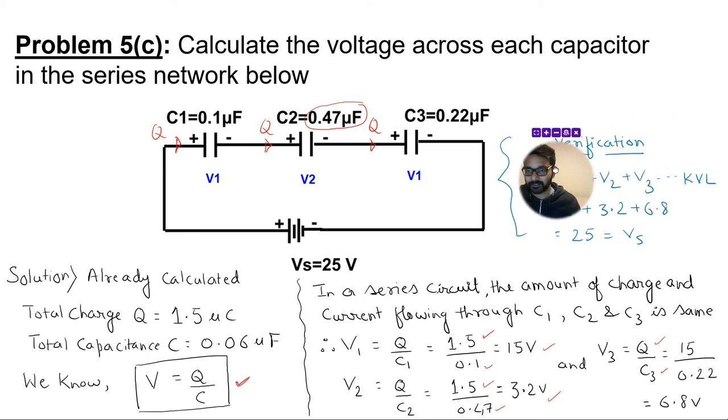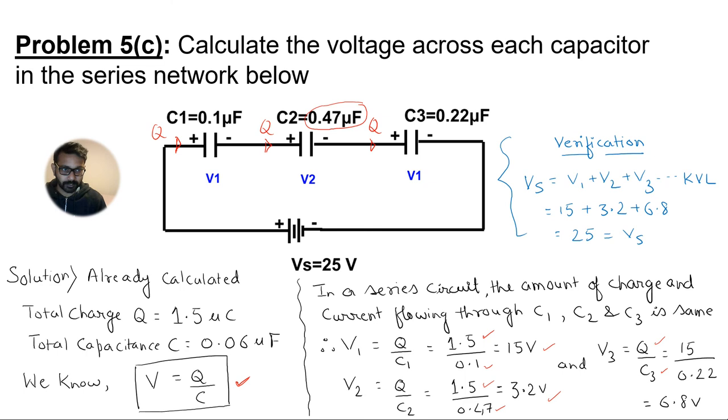Now there is a verification method we can use to verify our answers for this part. According to KVL, the supply voltage should be equal to the sum of the voltage drops across the components. So the sum of V1, V2 and V3 should be equal to the supply voltage, which is given as 25 volts. V1 comes out to be 15 volts, V2 is 3.2 and V3 is 6.8. If we add them together, we get 25, which is equal to the supply voltage. Therefore, the voltage drops we have just calculated are correct.